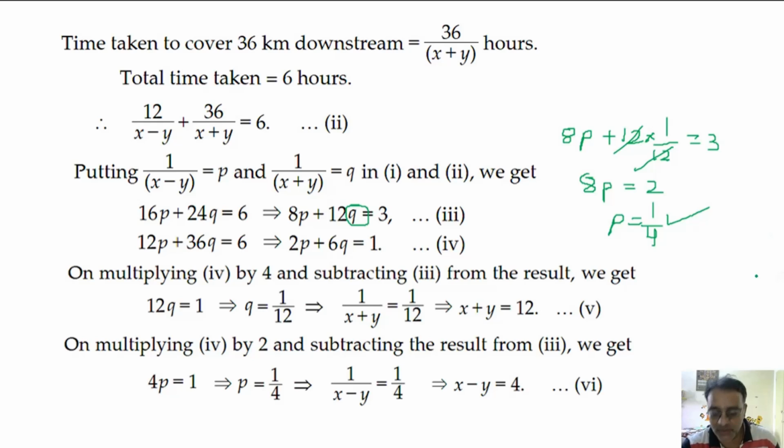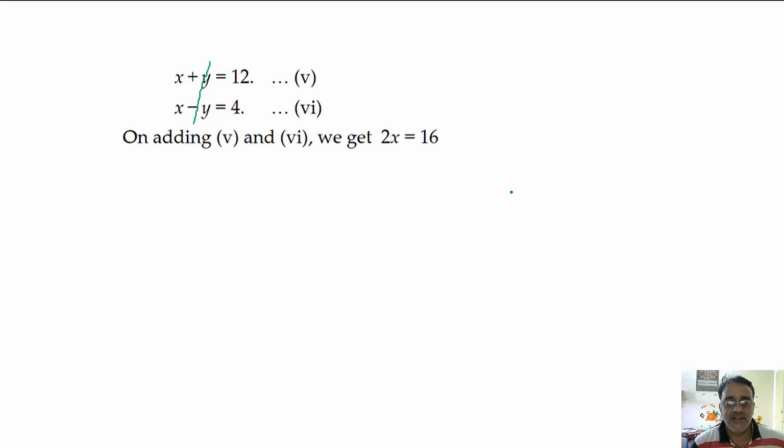So now we are going to solve these two equations, 5th and 6th. So what we have to do, we have to add first. So add करेंगे तो क्या मिलेगा? 2x is equals to 16. Right, 2x is equals to 16. So x is equals to 8. अभी हम लोग सब्ट्रैक्ट भी कर सकते हैं इसको.